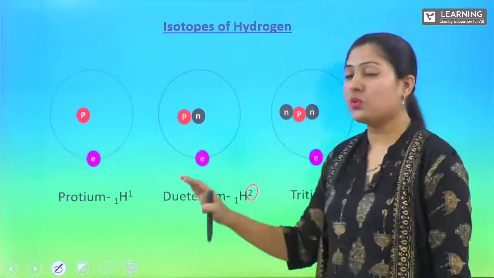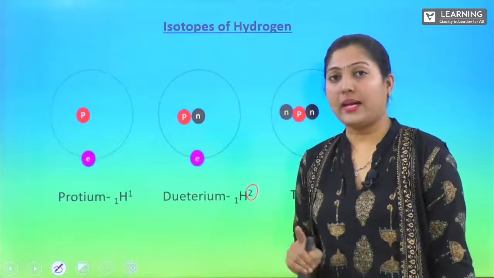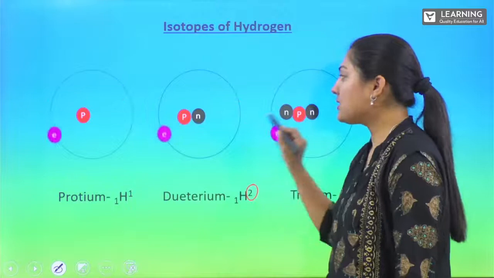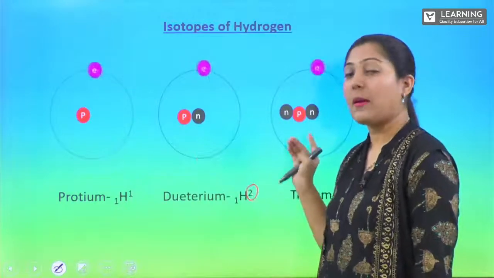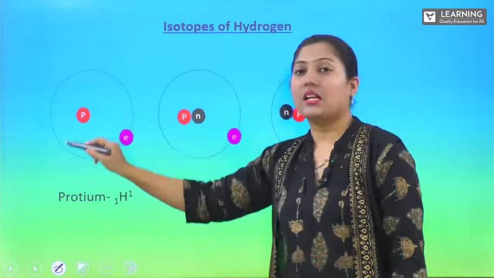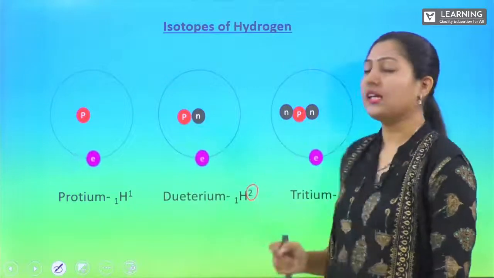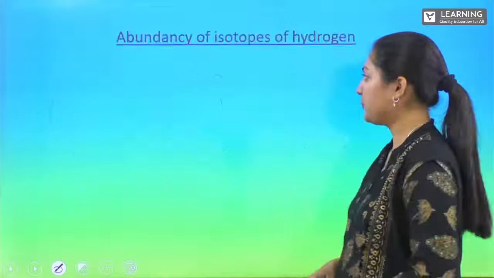These isotopes will have the same chemical properties but differ in physical properties. Why? Because the mass will change. The mass changes means the physical properties change, but the chemical properties depend upon the electronic configuration. Since all have the same number of electrons, chemical properties are not disturbed. Got it?